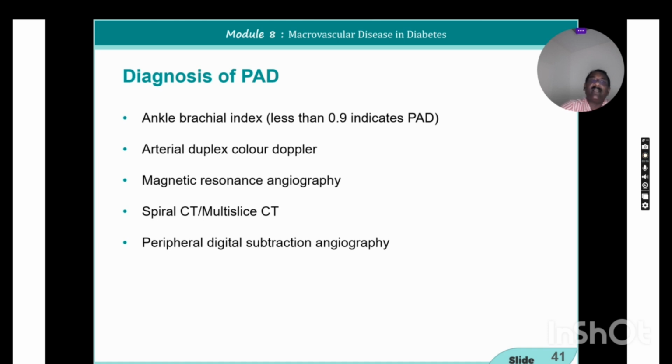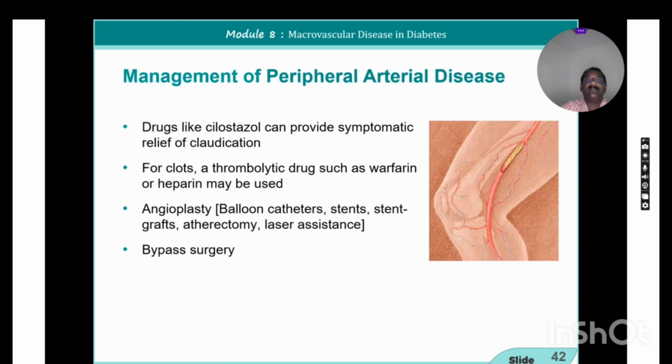Suppose the ankle brachial index is 0.8, 0.75 or 0.6, you can treat by yourself using drugs which improve the peripheral circulation, and statins, aspirin, cilostazol, okay, cessation of smoking, control of blood sugars, etc. So the ankle brachial index will help you decide whether it is mild, moderate or severe. Other tests are arterial duplex color Dopplers, MR angiography or multi-slice CT, and peripheral digital subtraction angiography. So these are all the different diagnostics.